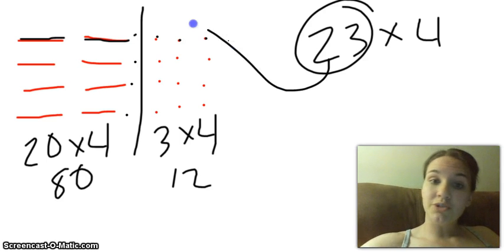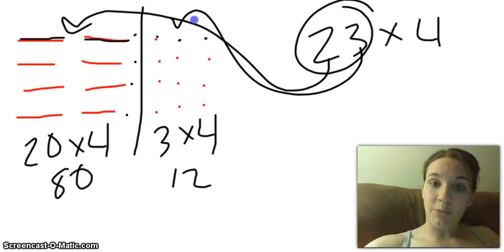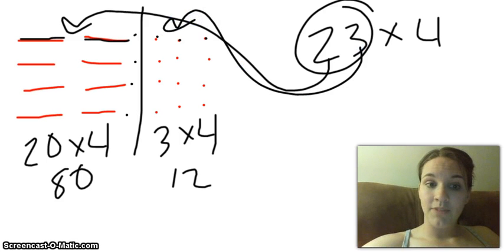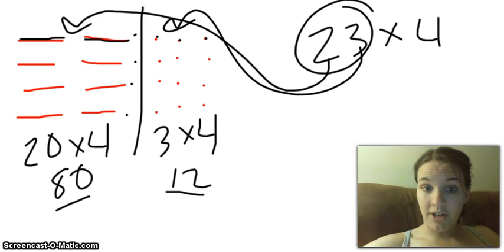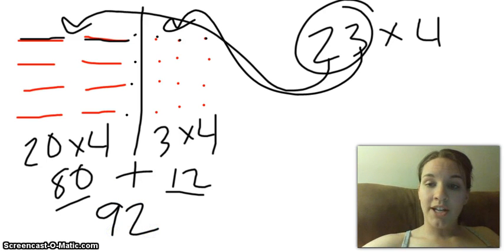So I took the 2 tens and turned it into 20, and I kept the 3 ones just the way they are. Now that I have my two partial products of 80 and 12, I can put them back together and get the product of the entire problem, 23 times 4. So if I add 80 and 12, I get 92. I could say that 23 times 4 has a product of 92, and I did that using partial products.